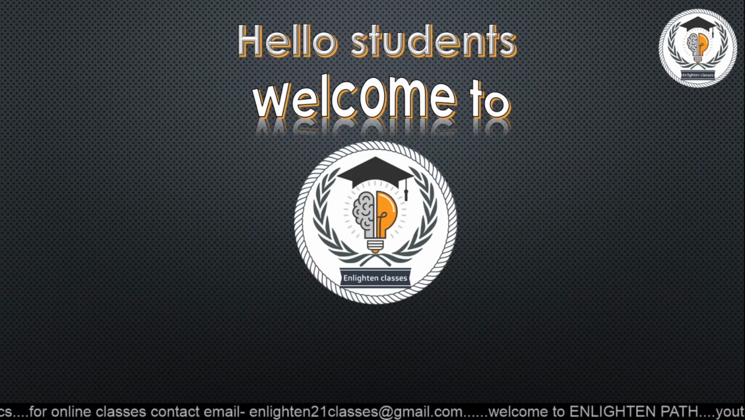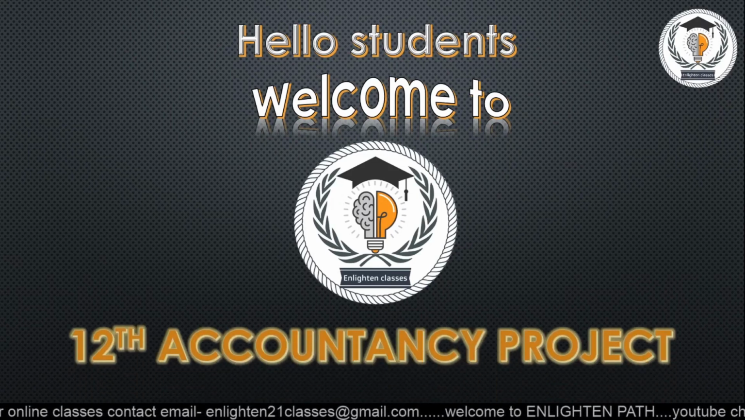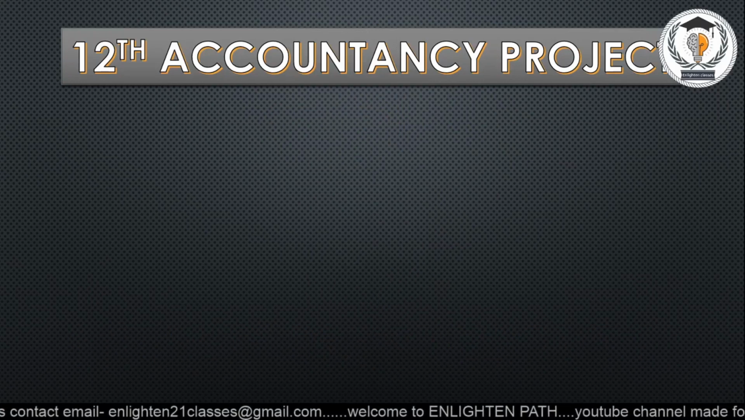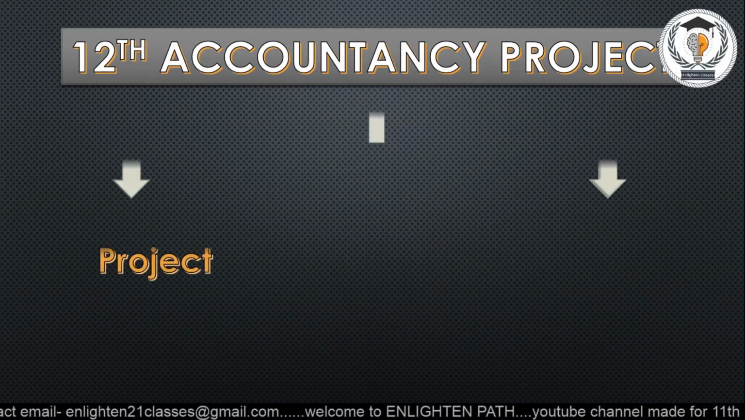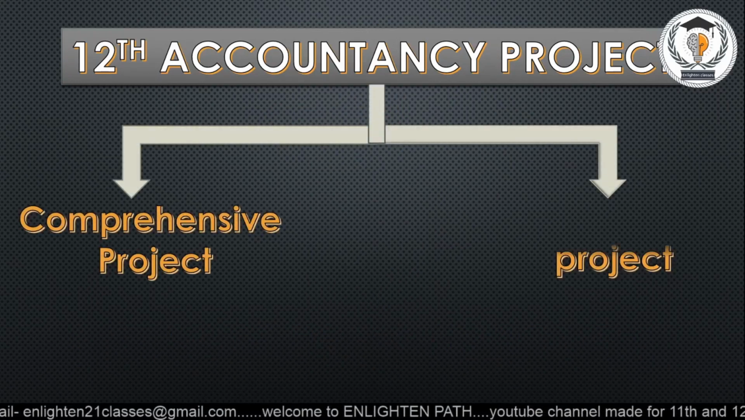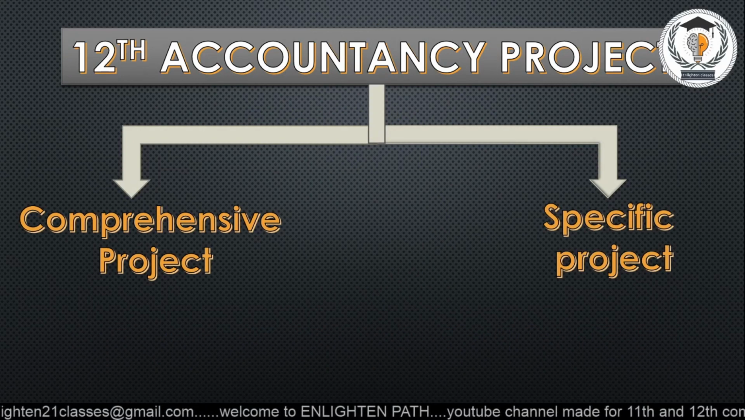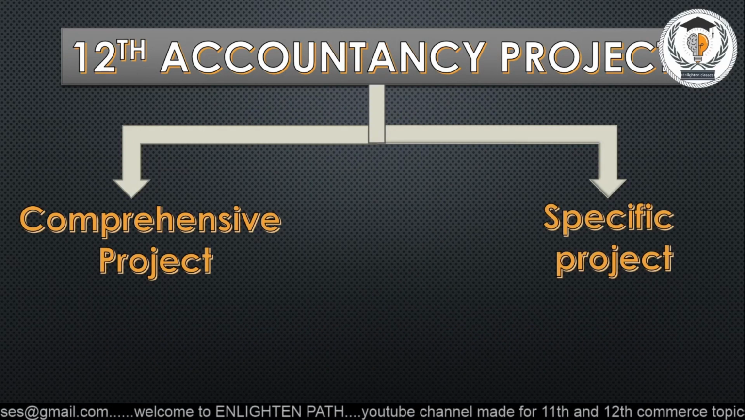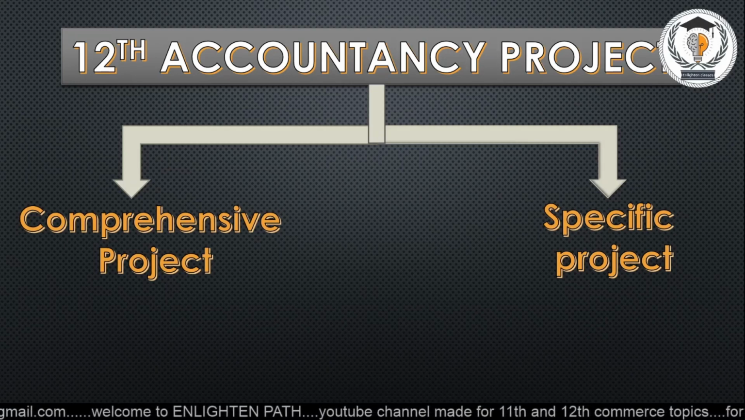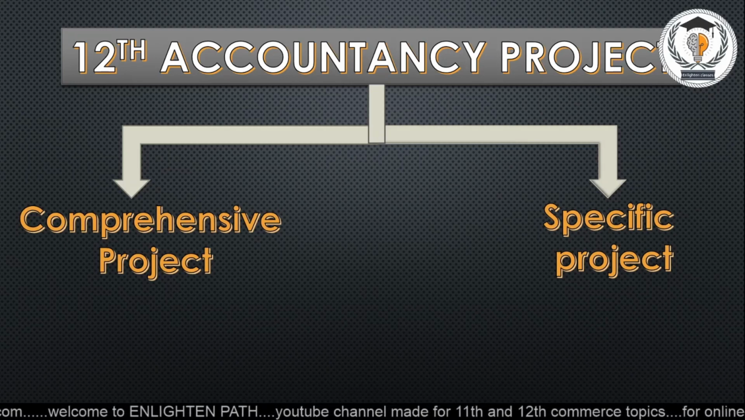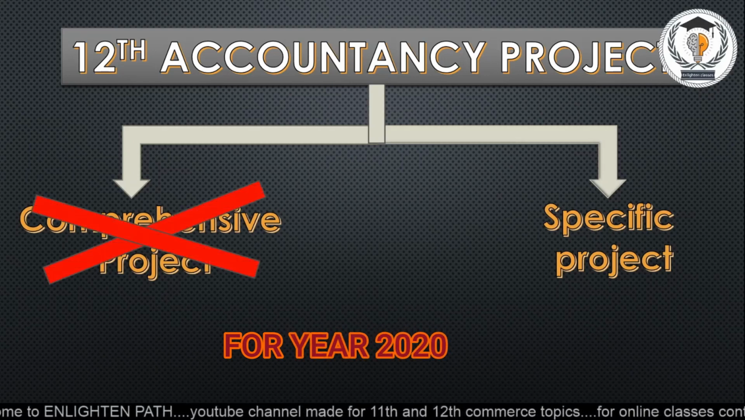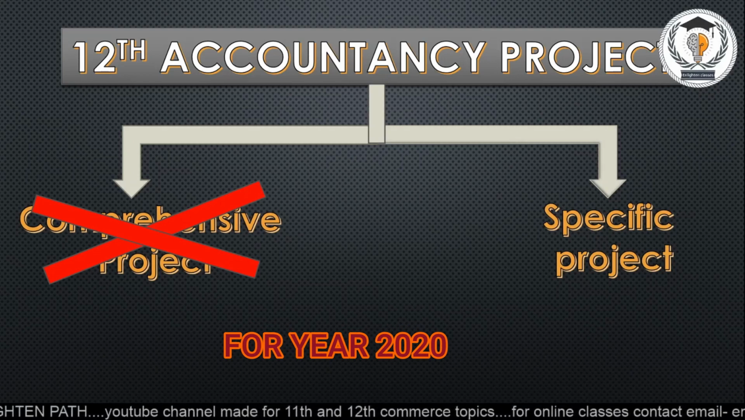So in today's video, we will discuss the 12th accountancy project. The 12th accountancy project is divided into two parts. The first is the comprehensive project and the second is the specific project. This year in 2020, due to the pandemic situation, CBSE has given a circular in which it is clearly mentioned that students do not have to prepare the comprehensive project. Students have to prepare only a specific project.